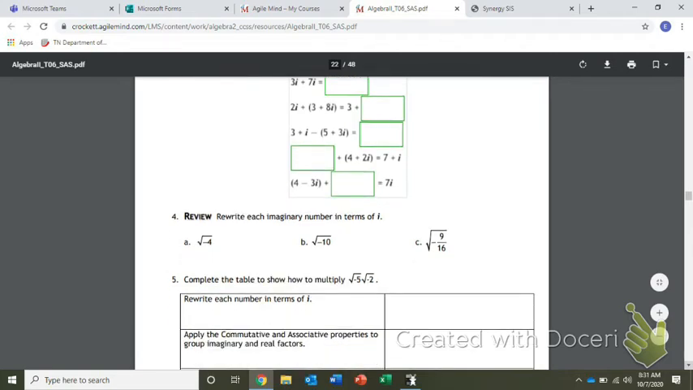Okay. Can you take the square root of a negative number? No. Never, ever, ever. But what you can do is you can take the square root of the positive number and put what on the outside? An i. So what is the square root of positive 4? 2. So since this is a negative 4, this answer is going to be 2, what? Just 2i.